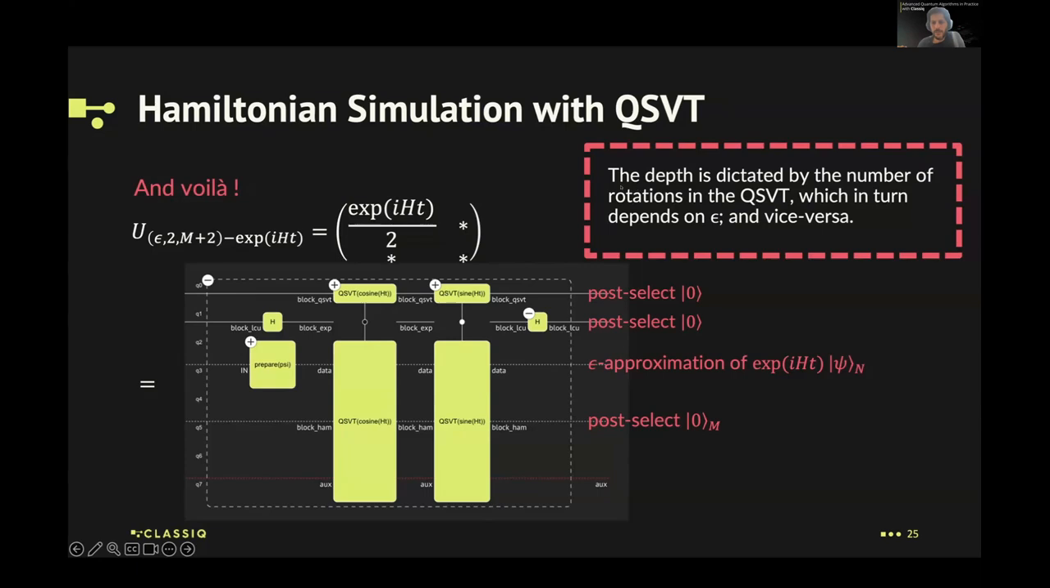It is important to know that the depth is dictated essentially by the number of rotations that you apply with the QSVT, which in turn depends on epsilon. Or the other way around. Usually you say, I want an epsilon approximation. I will generate a polynomial for sine and cosine according to this approximation, and this will tell me how many angles I need to have.